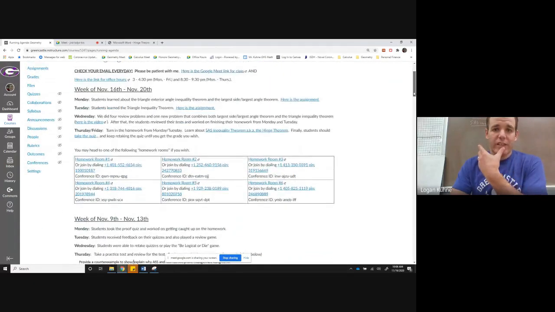In the running agenda, you'll see here's the homework. Here's the side angle side inequality theorem, also known as the Hinge Theorem. We're going to be doing that today and Monday. Monday, Tuesday. So today, tomorrow, Monday, Tuesday. Also, you need to take a quiz. The quiz is 10 questions. Keep retaking until you get the grade you want.